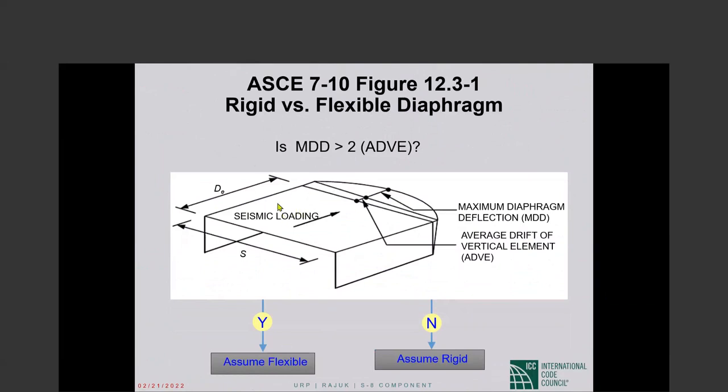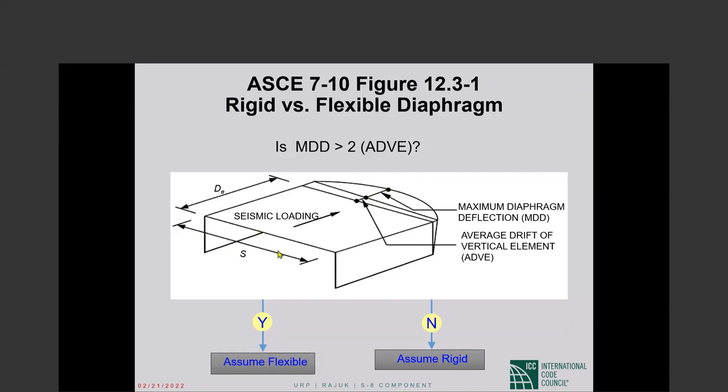Okay, so this is a diaphragm. It is acted upon by seismic forces, inertia forces caused by seismic excitation. We typically take it uniformly distributed along the edge of the diaphragm. This is the in-plane deflection of the diaphragm, calculated value. And there are calculation procedures available depending upon the material of the diaphragm. Okay? So this MDD is the maximum diaphragm deflection calculated value.